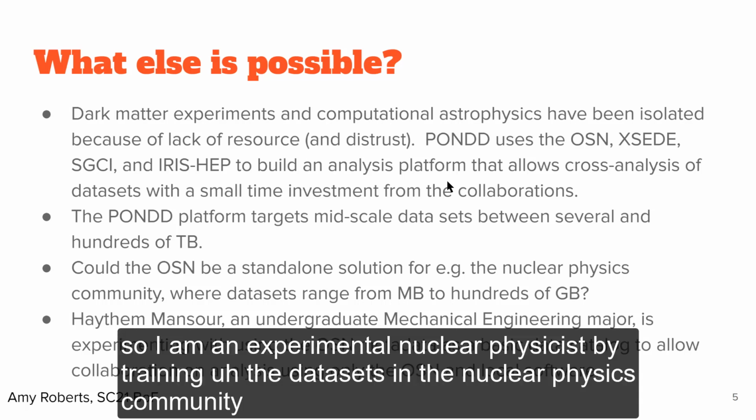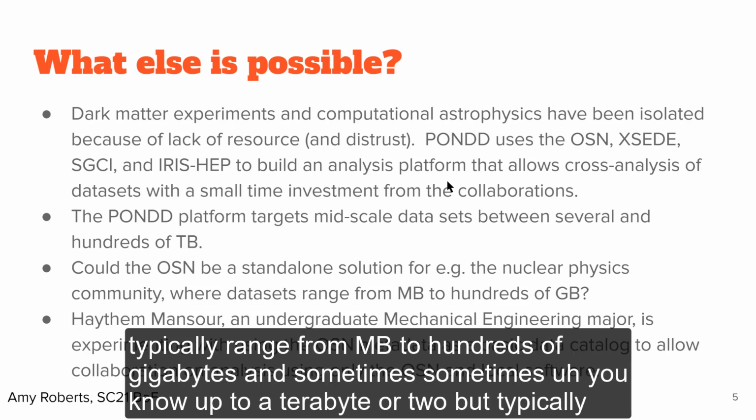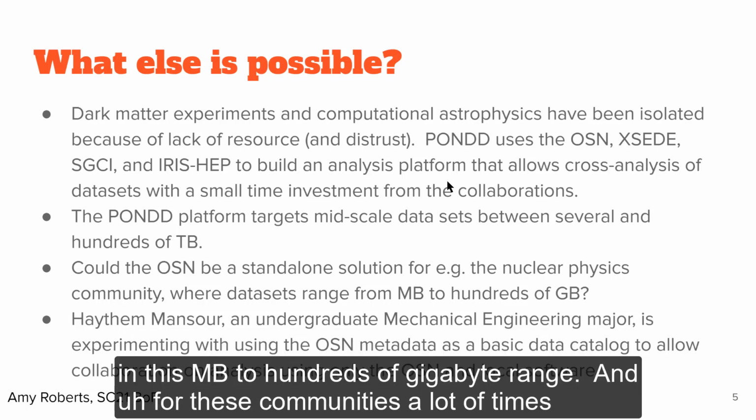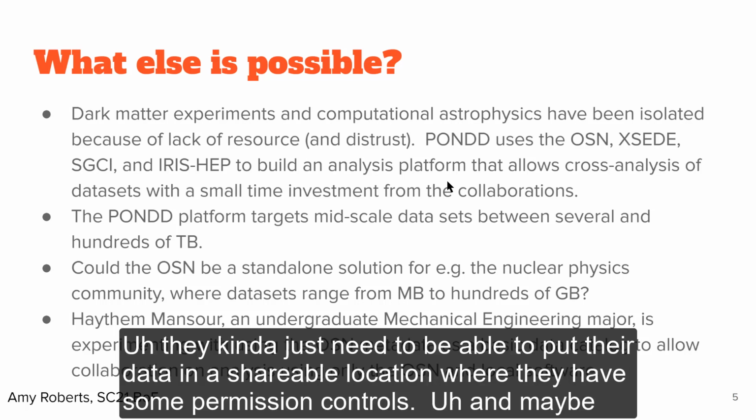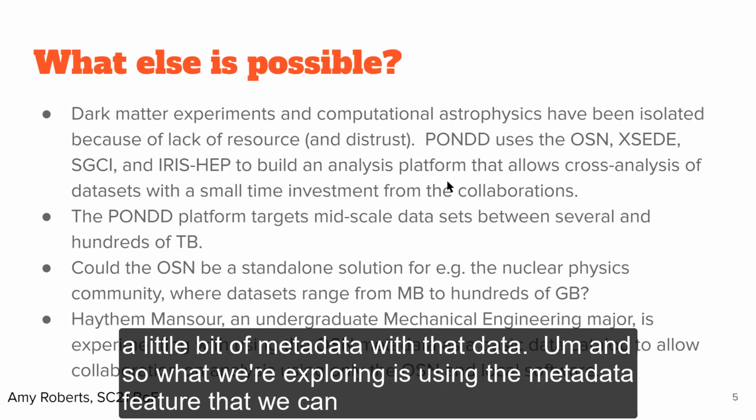So I am an experimental nuclear physicist by training. The data sets in the nuclear physics community typically range from megabytes to hundreds of gigabytes, and sometimes up to a terabyte or two, but typically in this megabyte to hundreds of gigabyte range. And for these communities, a lot of times they don't need the more advanced infrastructure that we're trying to provide with Pond. They kind of just need to be able to put their data in a shareable location where they have some permission controls, and maybe store a little bit of metadata with that data.